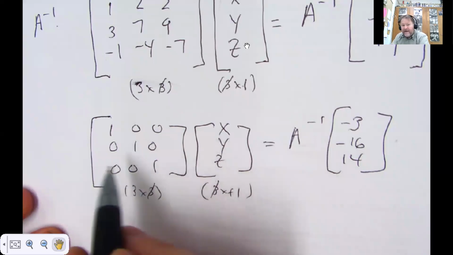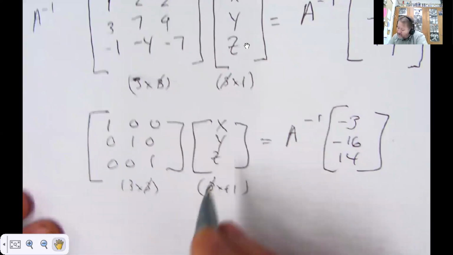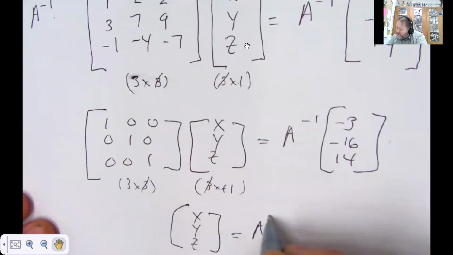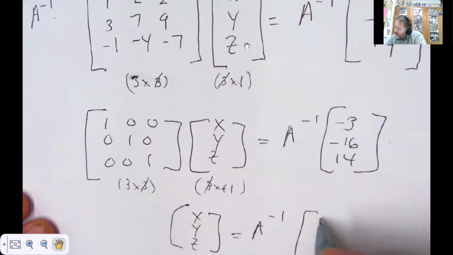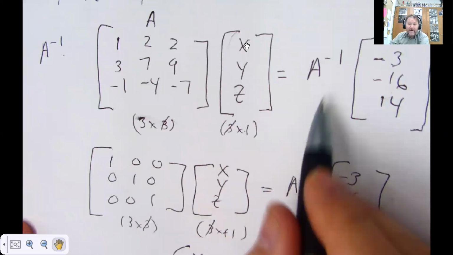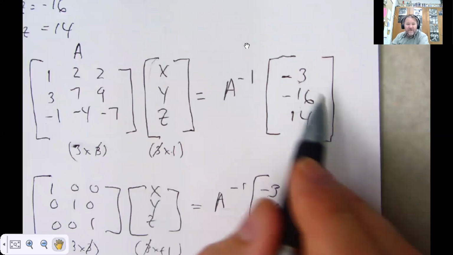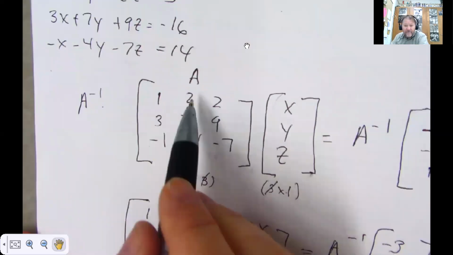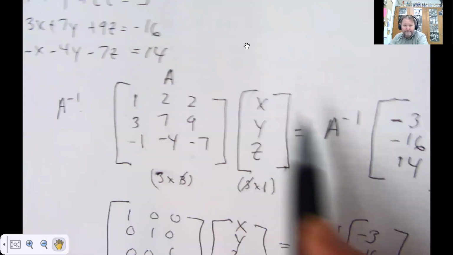So if I multiply by the identity matrix, this just comes out to be x, y, z is equal to A inverse times this value, -3, -16. And I should have just made this a generic value. I should have just said this is a matrix, where A represents the coefficients matrix. Anyway, you get the idea.